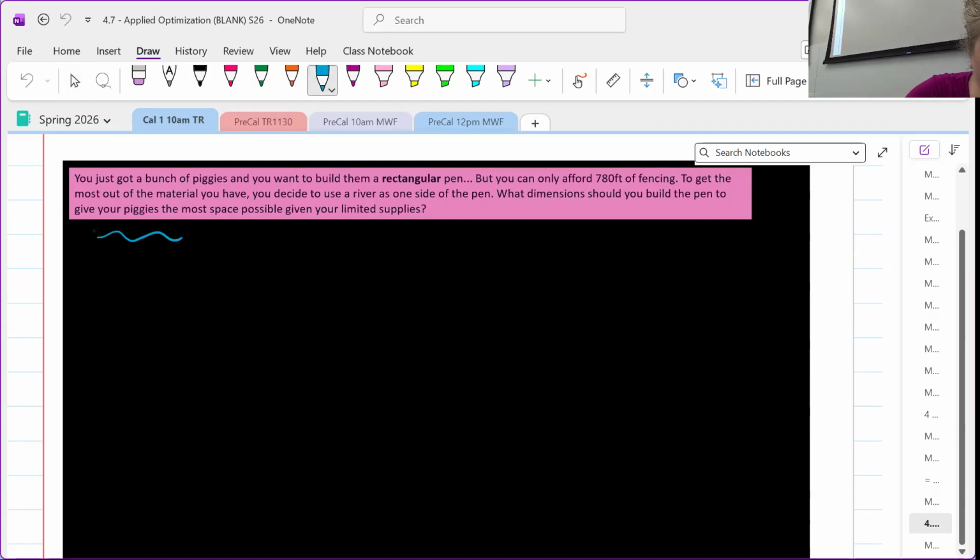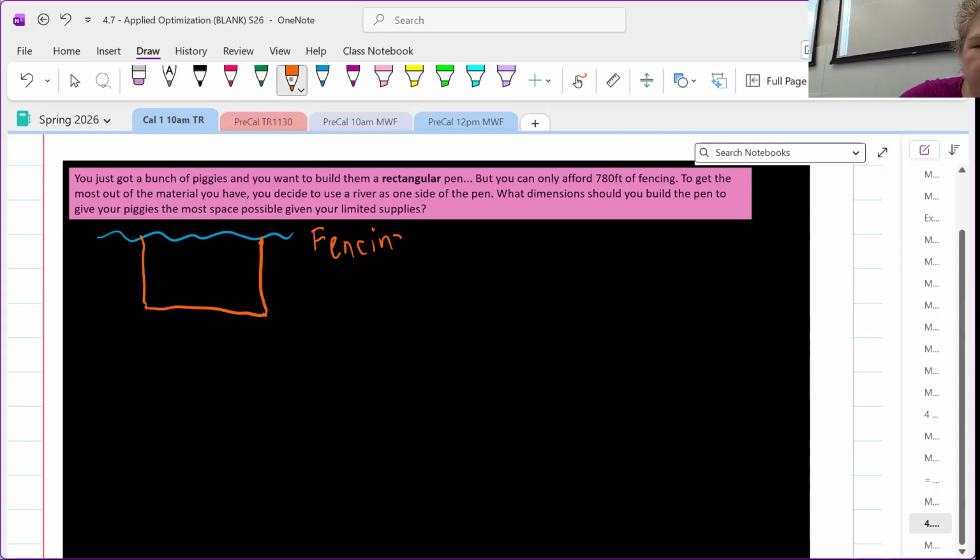All right, so we're going to start with our river. And then I've got a rectangular pen there. And I know that my fencing is 780 feet. So when we have a diagram, one of the things we get to do is label this diagram with whatever variables we want.